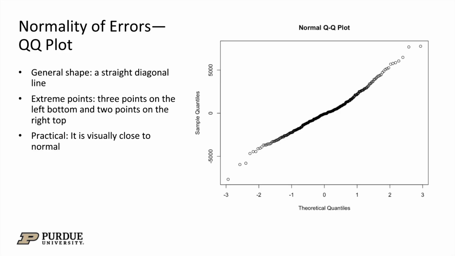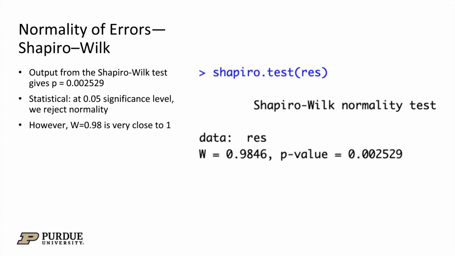And the next one is the QQ plot. The general shape is a straight diagonal line. Although there are some extreme points, there are 3 points on the left bottom and 2 points on the right top, it is visually close to normal. And then next we run the Shapiro test.